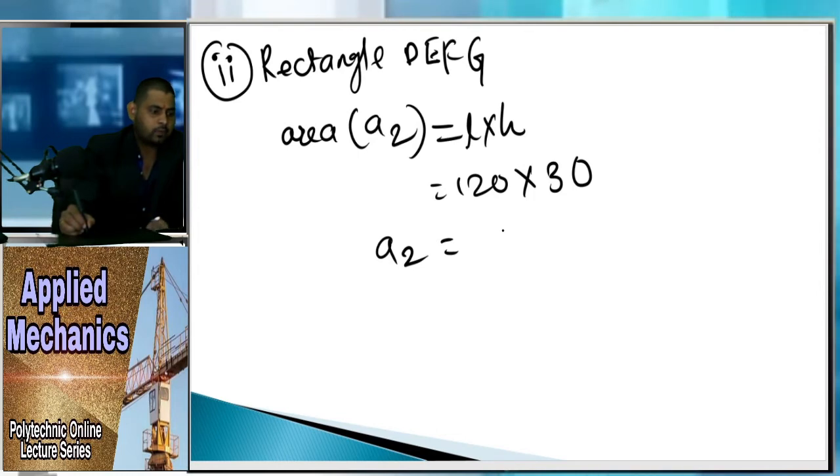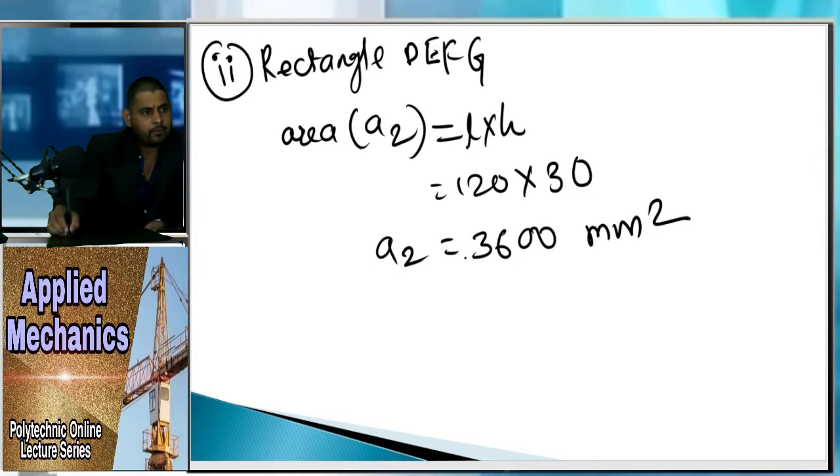So the area is how much? Do the calculation in your calculator and you will get the answer. 12 threes are 36, and these two zeros, so 3600 mm square. So this is your area 2.